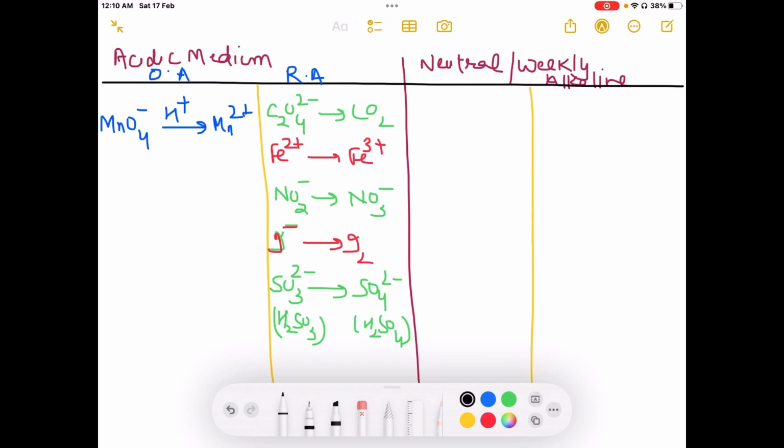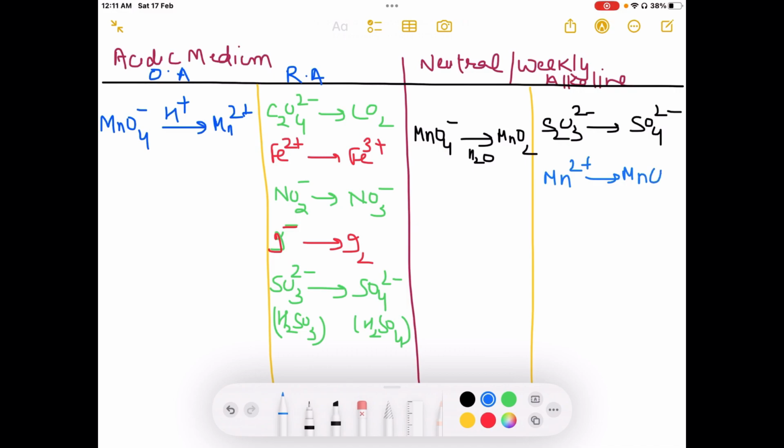In case of neutral or weakly alkaline medium, MnO4 minus changes into MnO2. So in this case, S2O3 2 minus changes to SO4 2 minus. Mn2 plus changes to MnO2. Iodide changes into IO3 minus.